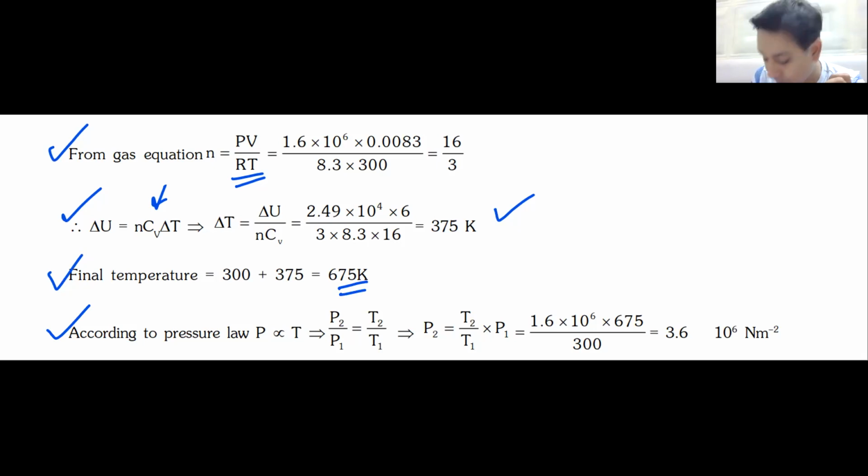Do you understand what you were doing correct and where you were a bit confused? You were correct in this step to find the number of moles. Yes, you'll have to calculate the number of moles. But then from the number of moles, how do you calculate the change in temperature or the final temperature? You do it understanding that this is a process taking place at constant volume. Remember, the name of this chapter is thermodynamics, and we are doing thermodynamic processes.